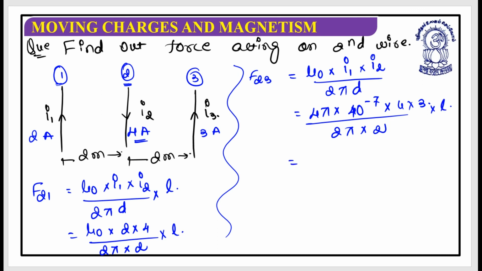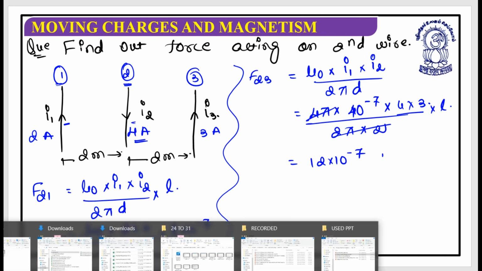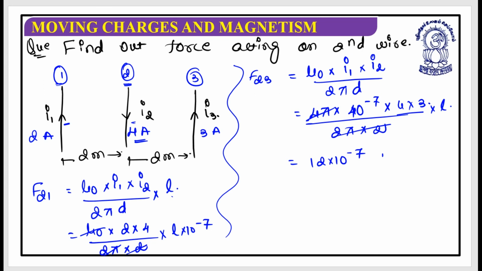So this equals 4 3s are 12 into 10 to the power minus 7, because this 4 pi has gone, and this is 2 pi 2s are 4 pi multiplied by 10 to the power minus 7. So this is 8 into 10 to the power minus 7, and this is 12 into 10 to the power minus 7. Now the current in this and the current in this are in opposite directions, so they are going to repel each other.